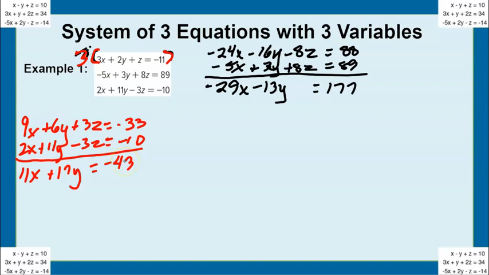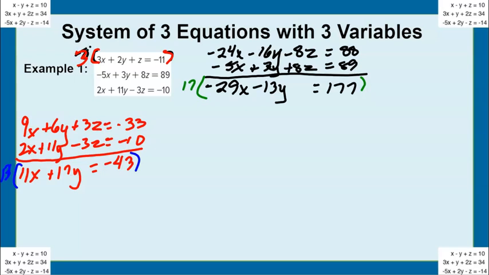Now I'm going to choose which variable to eliminate. Since the y's have opposite signs, I'm going to eliminate the y's now. So that means I'm going to multiply this one by a 13, and this one I'm going to multiply by 17. Now you might be wondering why I'm using 13 and 17. Well, one's a negative 13y and another one's a 17y. So if I multiply those, they're going to have opposite signs with the same number, and they're going to eliminate each other.